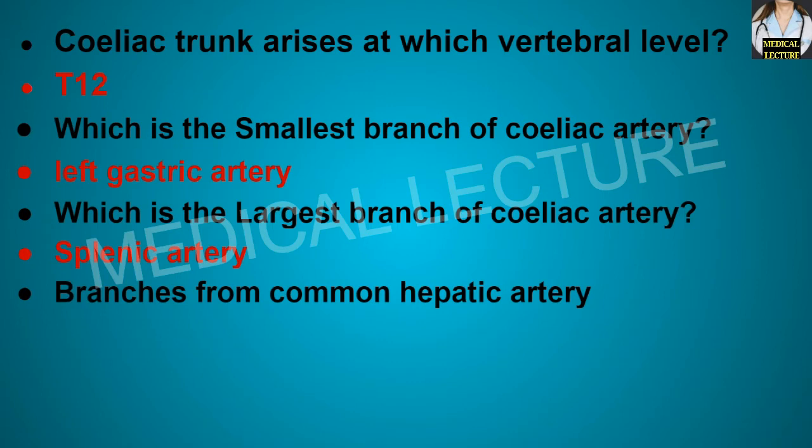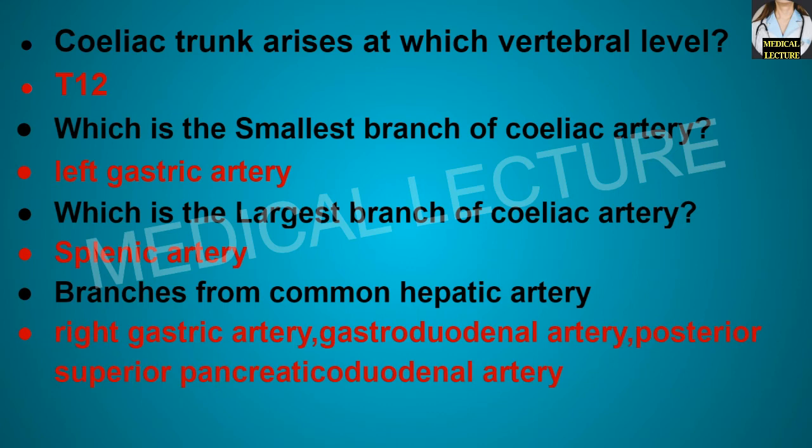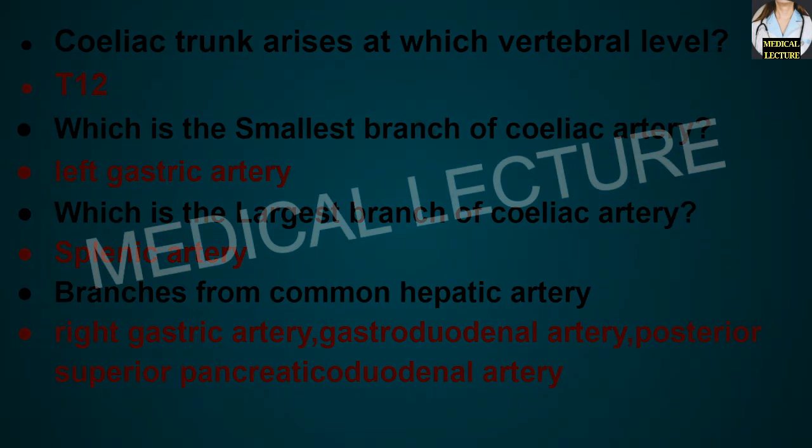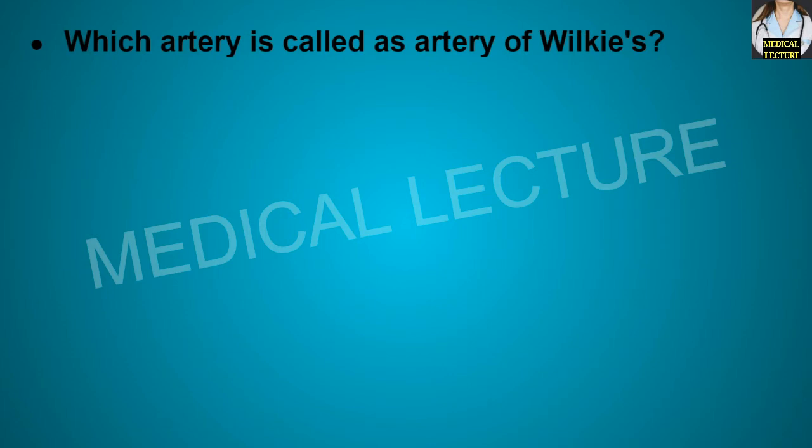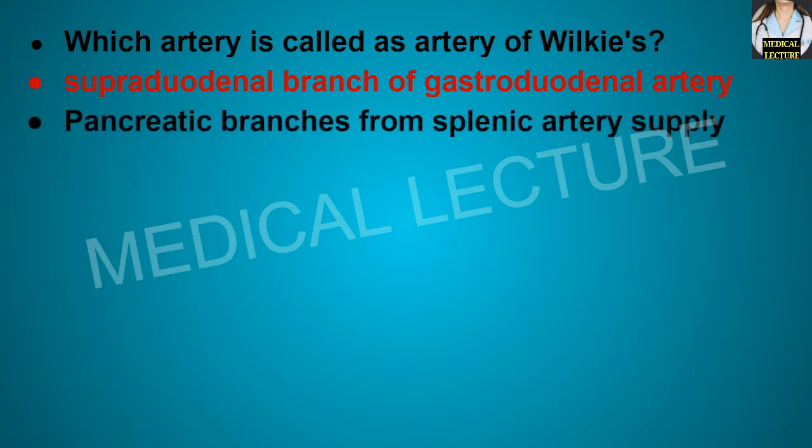Which are the branches from the common hepatic artery? So these are right gastric artery, gastroduodenal artery, posterior superior pancreaticoduodenal artery. Which artery is called the artery of Wilkie? So the supraduodenal branch of the gastroduodenal artery is called the artery of Wilkie. Pancreatic branches from the splenic artery supply what? It supplies the body of the pancreas and the tail of pancreas.